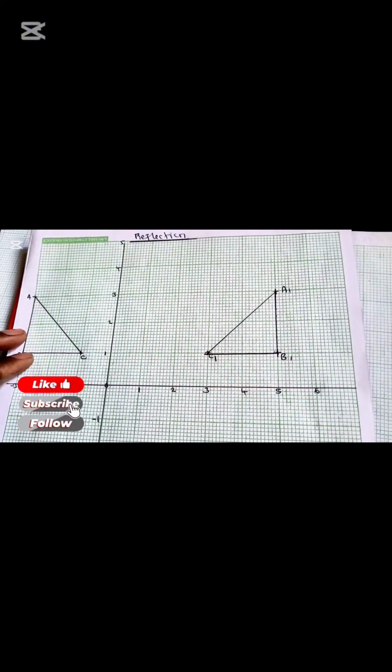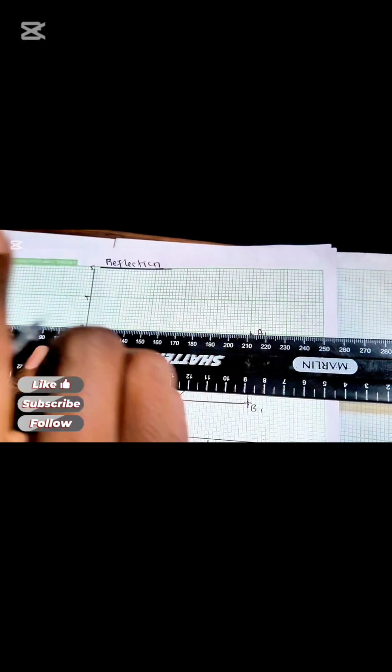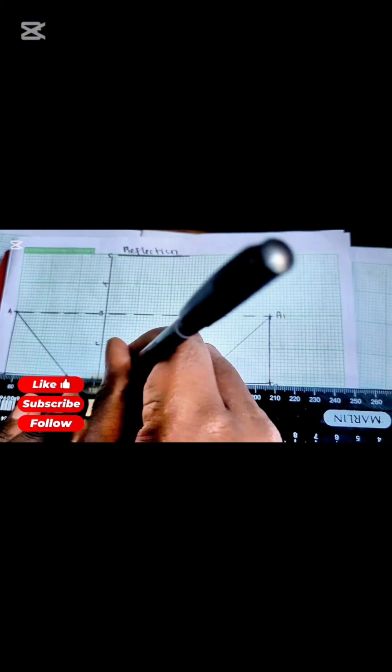Alright, so we are asked to describe the single transformation that maps triangle ABC onto triangle A1, B1, C1. First thing, let's join our corresponding points. Let's join A and A1. I'm drawing some broken lines here. Then B and B1, and C and C1. So we are joining our corresponding points.